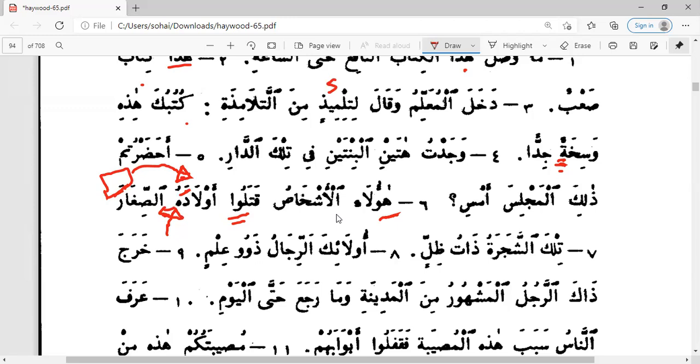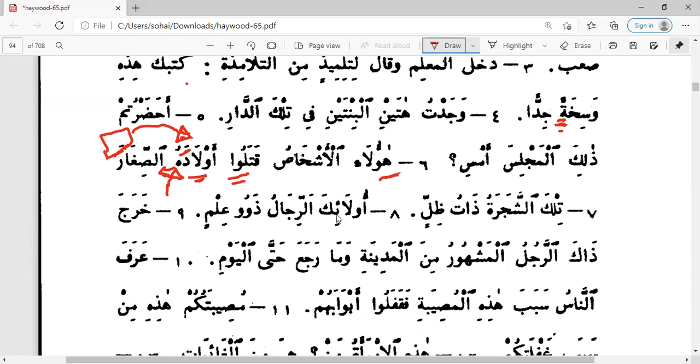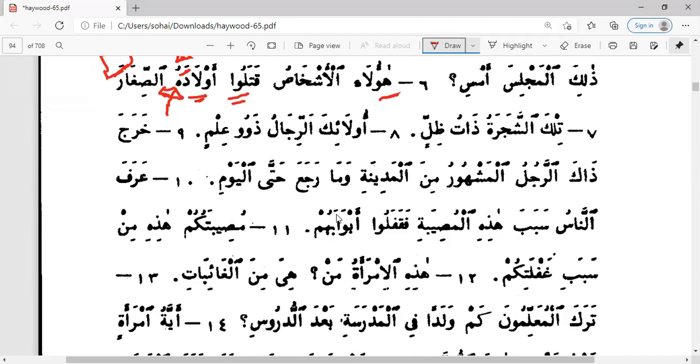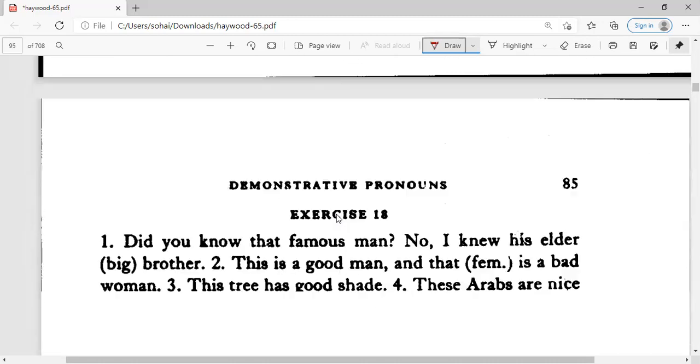Because broken plural is only considered feminine if it refers to non-male human beings. But here it refers to male boys. Yeah, correct. So it's considered plural for agreement purposes. Okay.